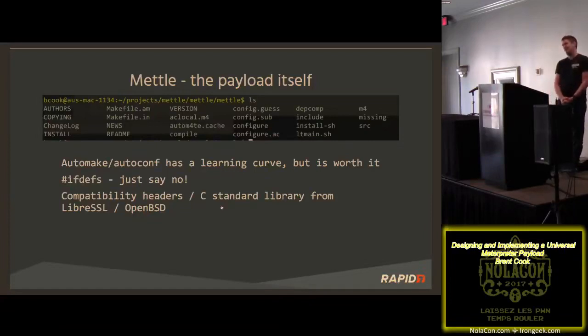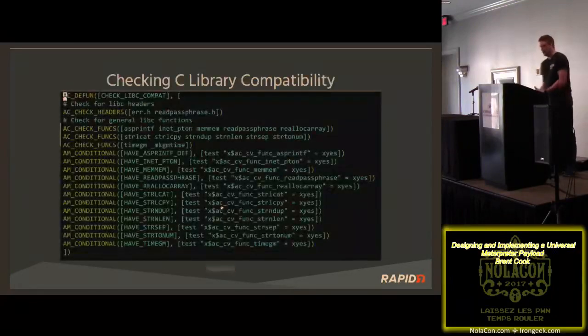The payload itself, how do we build it? Like I said, we use Automake. It's a little bit of a learning curve, maybe a lot of a learning curve, but definitely worth it if you're cross-compiling things that have to work everywhere. That's basically the nuts and bolts of it. I used a lot of LibreSSL and OpenBSD code in it as well.